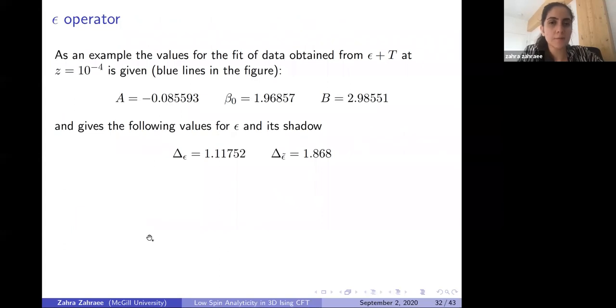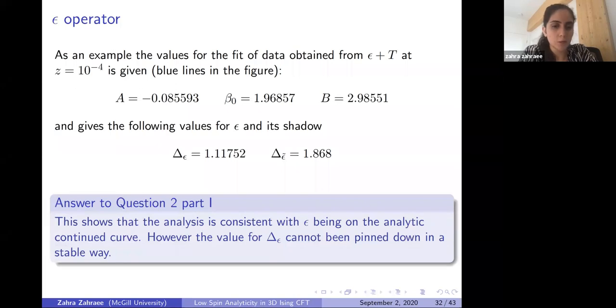As an example, we give the value of the fit of data obtained from epsilon t at z equal 10 to the minus 4. At this value, we get the following numbers for delta epsilon. We see that they're not that close to 1.40, but this is understandable given the instability of the result we have. So the partial answer to question 2 is that the analysis is consistent with epsilon being on the analytically continued trajectory. However, the value of delta epsilon cannot be exactly pinned down in a stable way.